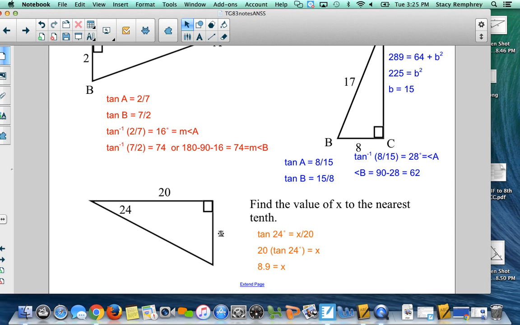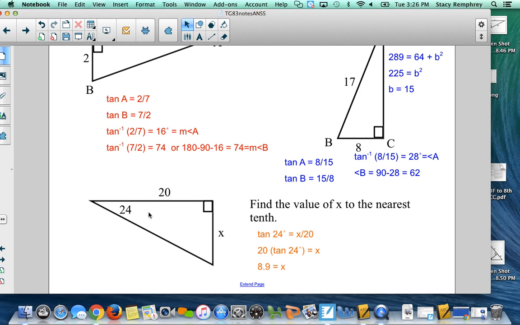All right, over here I have to find x. Now it's a right triangle, important to start. I can't use Pythagorean theorem because I don't have two sides of the triangle. And it's not a special right triangle. It's not a 30, 60, 90 or a 45, 45, 90. So that's where I'm going to use my trig functions. So the tangent of 24 is x opposite over adjacent 20.